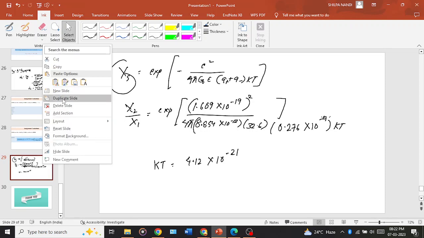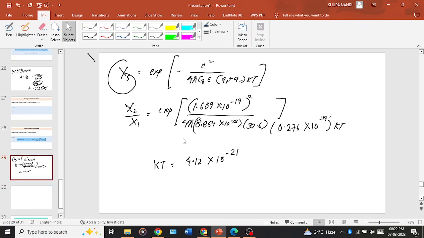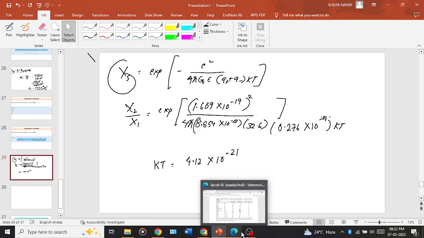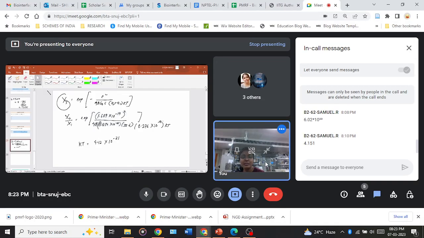So let's solve this question now. I think all the values you already know. Probably you can tell me what will be the final outcome for x2 by x1, if you can calculate. I'll give you a few minutes. You already know the value of pi, it's 3.14. So 1.609 multiplied by 10 power minus 19 the whole square divided by 4 pi, that is 4 into 3.14, multiplied by 8.854 into 10 power minus 12 multiplied by 32.6 again by 0.276 into 10 power minus 9 and multiplied by 4.12 into 10 power minus 21. So just tell me what will be the final value, if you can calculate.